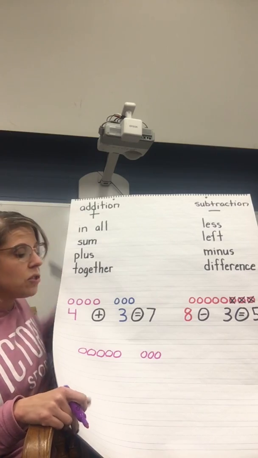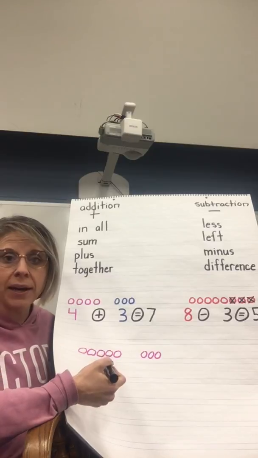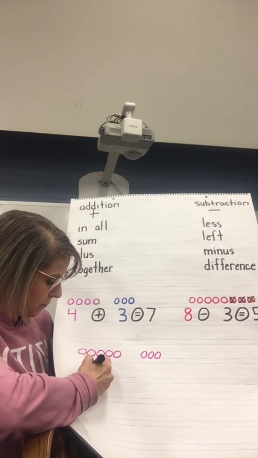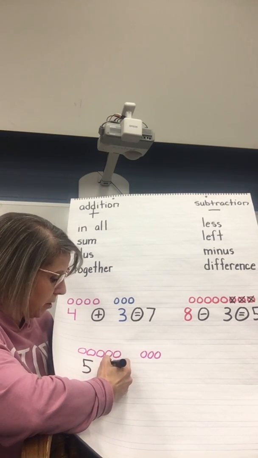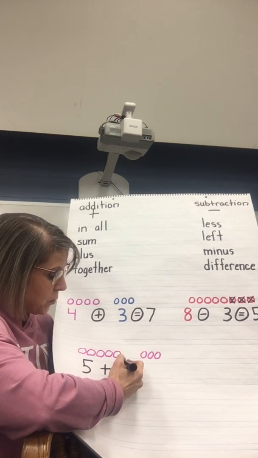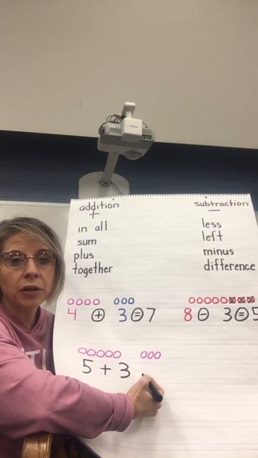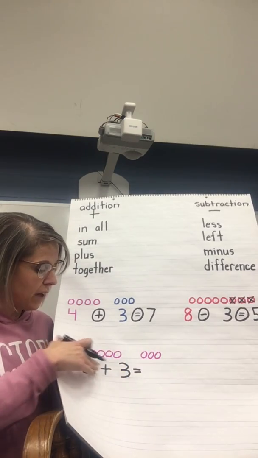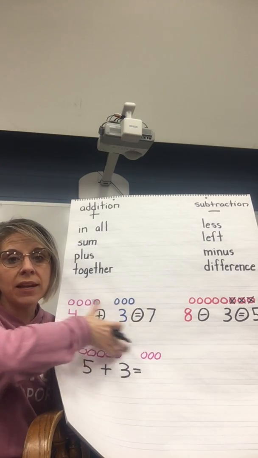I'm going to add. So when I do the addition problem, I have to make sure that first I write my numbers down. So first I had 5 pink circles, and I know that I'm adding, so I'm going to put my addition sign. And my friend, she had 3, so I got to make sure I put that 3. And then remember, right before you write your answer, you have to have that equal sign so we know what the total is.